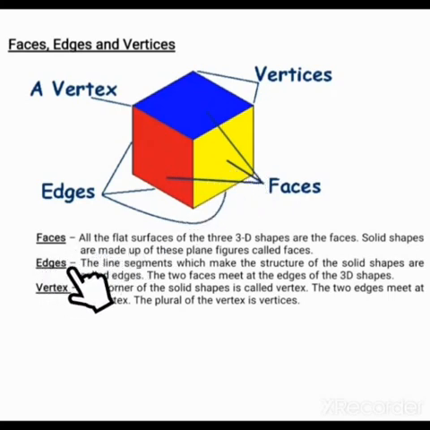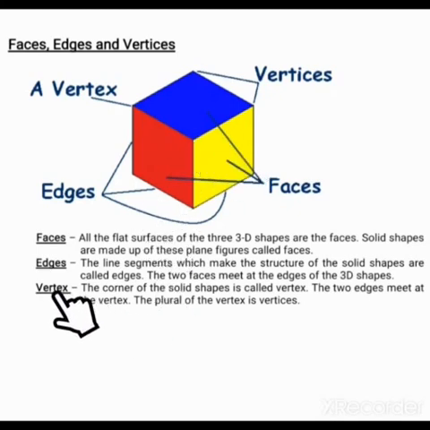Now edges. The line segments which make the structure of the solid shapes are called edges. Two faces meet at the edges of the 3D shapes. Now students, see here. This one is a yellow face and this one is a red face. In between, the line segment crossing is called an edge. Same as red and blue, the line segment is called an edge. So these are the edges.